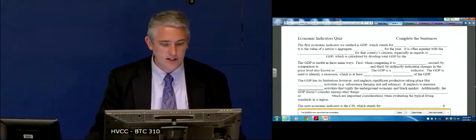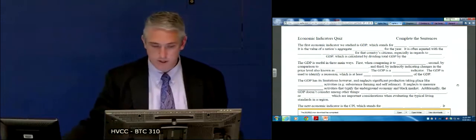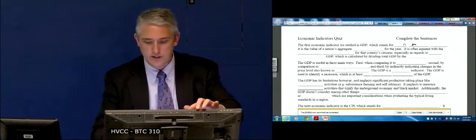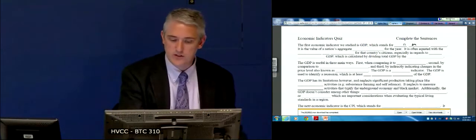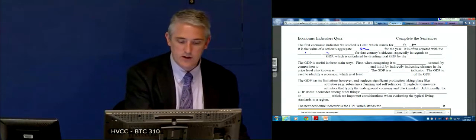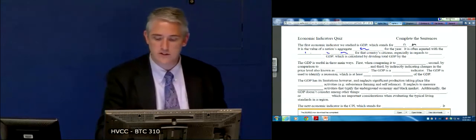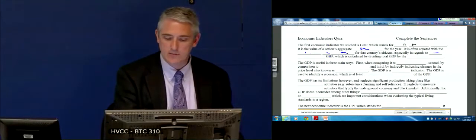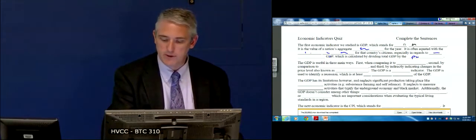The first economic indicator we studied is GDP. GDP stands for Gross Domestic Product. Gross Domestic Product is the value of a nation's production for the year. It's often equated with the standard of living for that country's citizens, especially in regards to per capita GDP, which is calculated by dividing total GDP by the population.